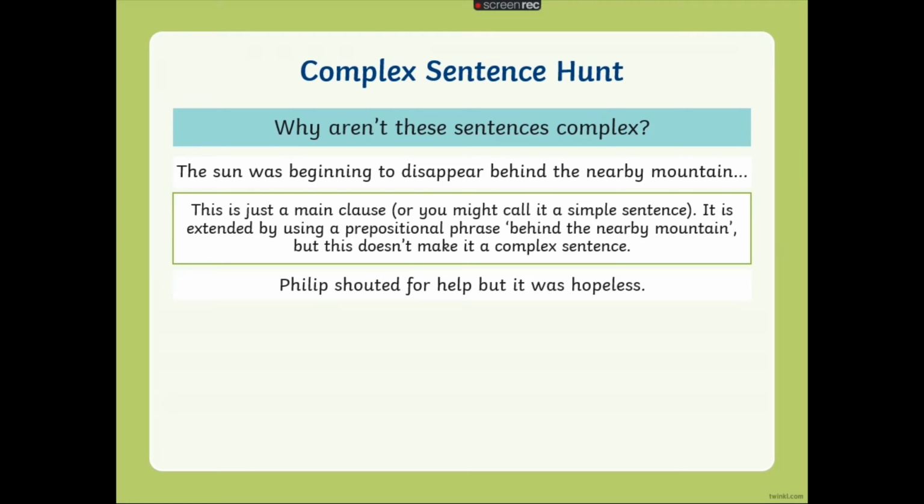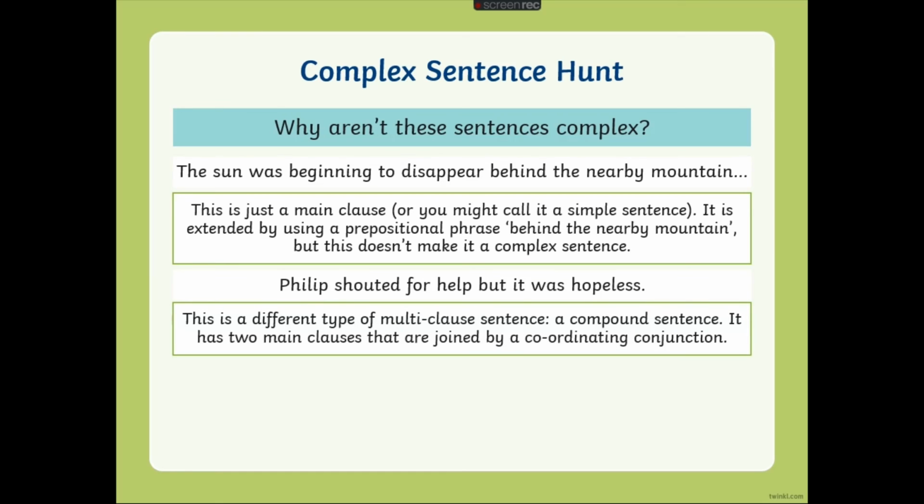Philip shouted for help, but it was hopeless. Well, this is a different type of multi-clause sentence. This is a compound sentence. It has 2 main clauses, Philip shouted for help, and it was hopeless, and it has been joined by a coordinating conjunction. Remember, that joins 2 sentences together. Okay, so this is a compound sentence, because compound is 2. It's joined something together. So this is not a complex sentence, it's a compound sentence.